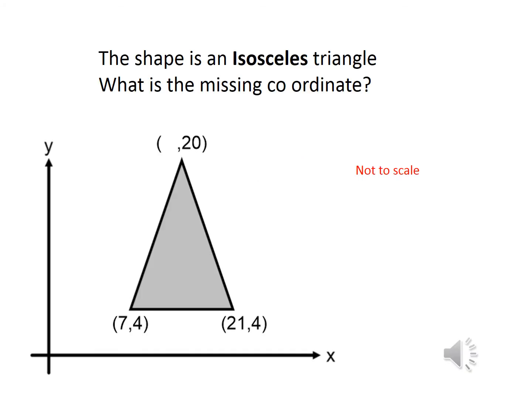See if you could use what we're told here. We're told that the shape's an isosceles triangle. Again, it's not to scale. And we're asked to find the missing coordinate. See if you can use that information to work it out for yourself.